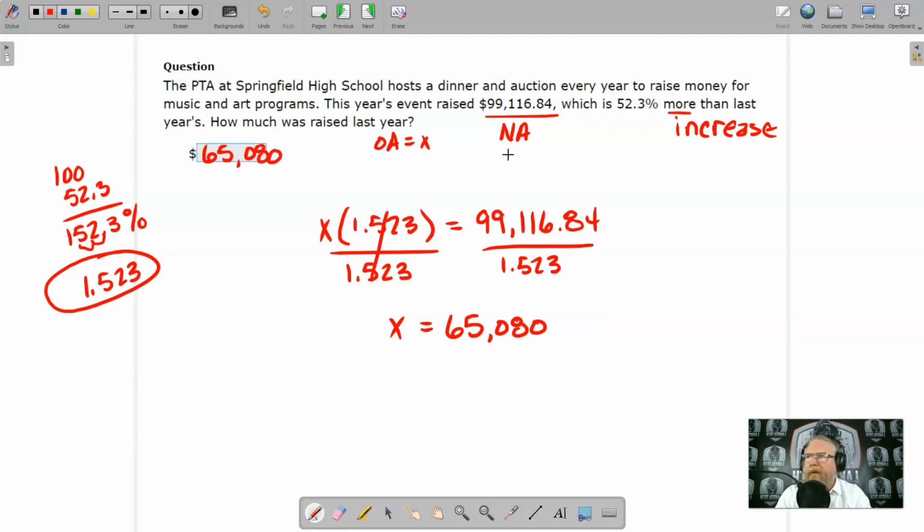65,080. Remember, it was an increase. So the original amount the year before was just right at about $65,000. Now they're almost up to $100,000. 52%, pretty good size increase. My answer seems to make sense.